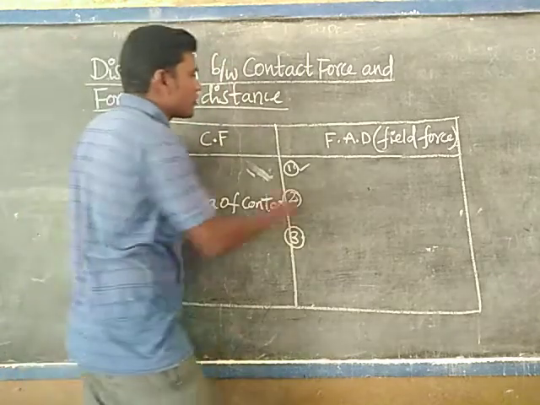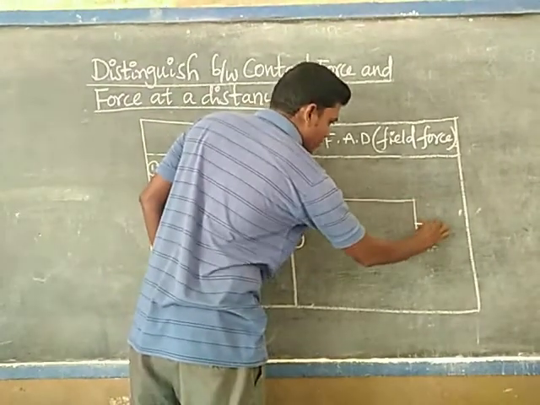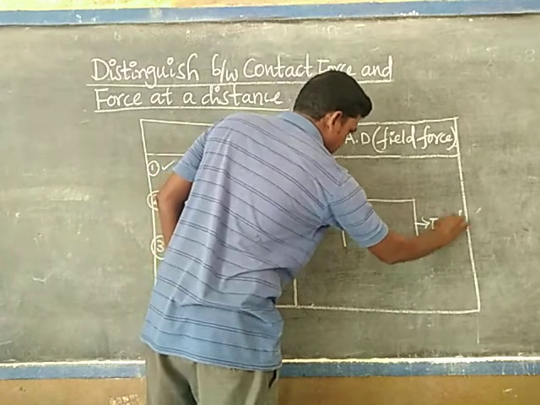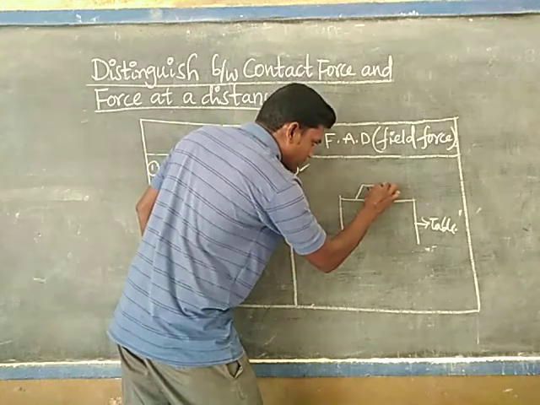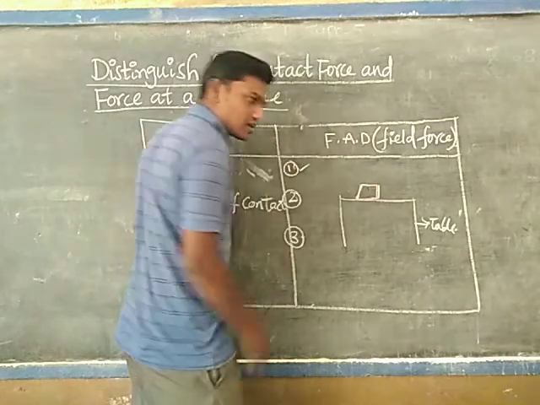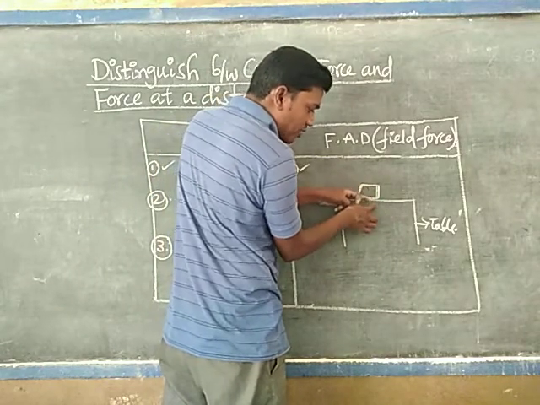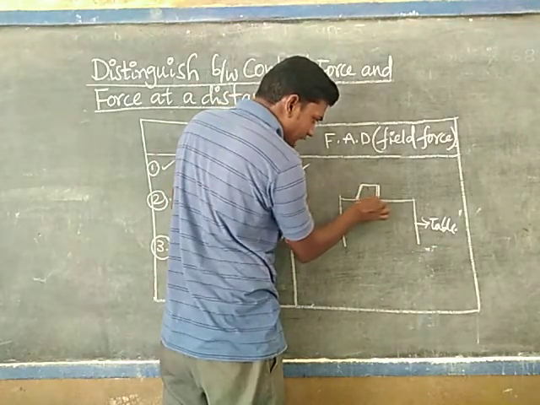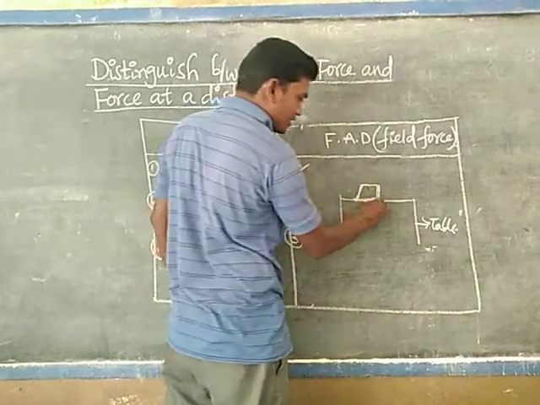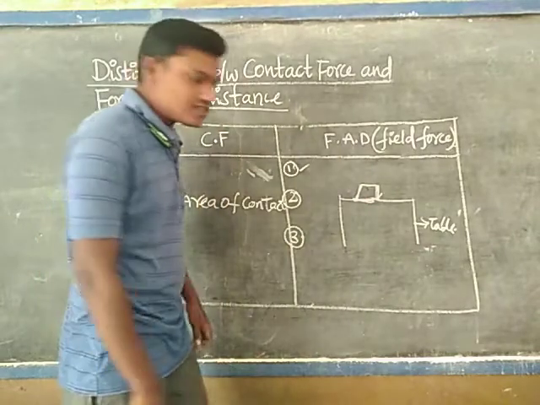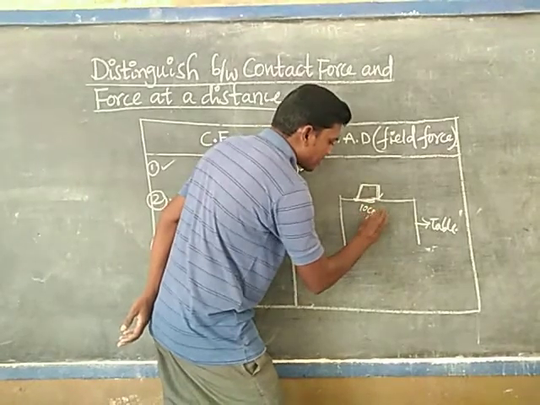For example, you are observing here a table. On the table we placed a small object like this one. When a small object is placed over the table, it will occupy only this much area. Area means length into breadth. Just consider it is only 10 centimeters square.